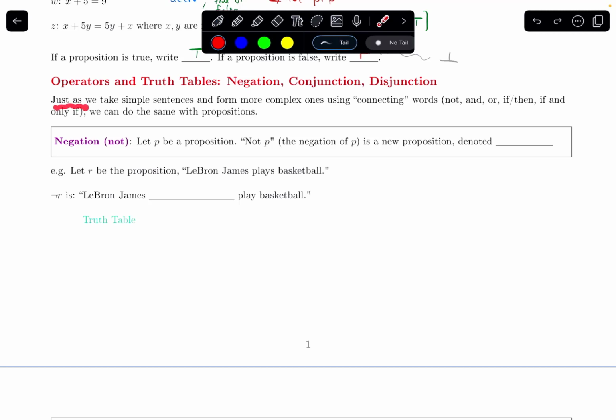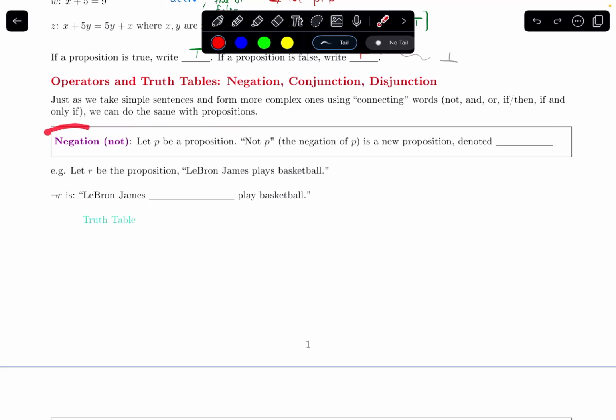Just as we take sentences and form more complex ones using connecting words, things like not, and, or, if then, or if and only if, we can do the same thing with propositions. So we can build more complex ones from simple ones using these connecting words.